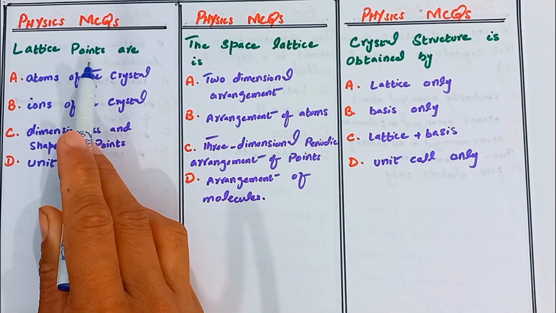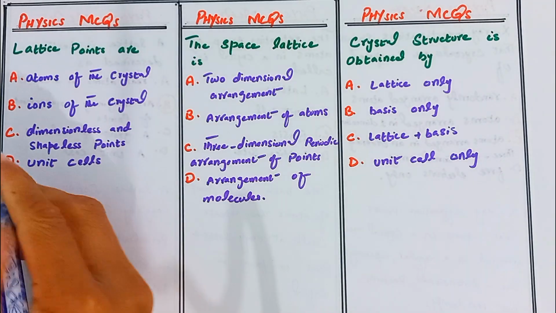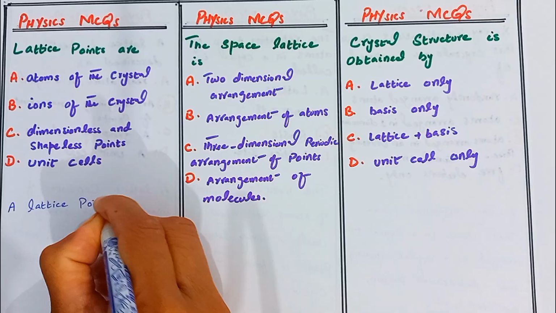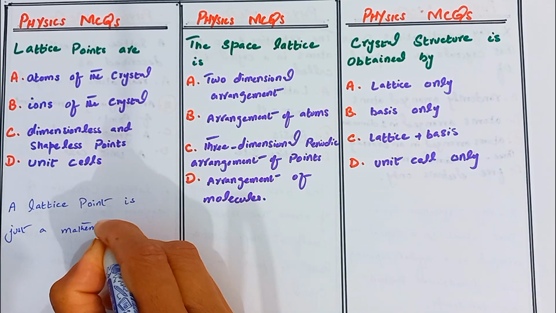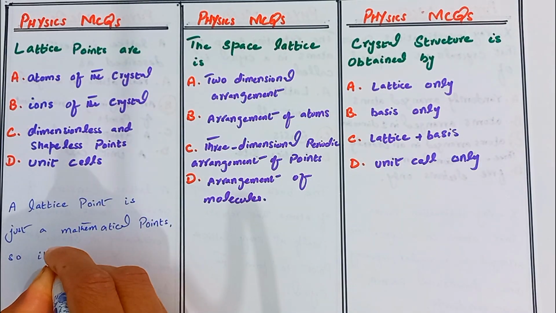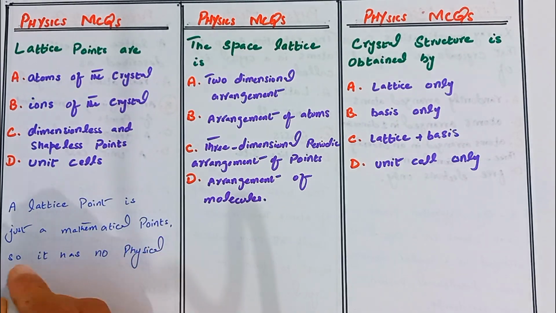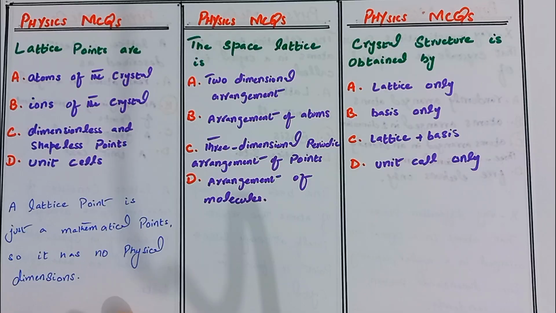Now we discuss the fourth numerical that is related to the classification of the solid. First MCQ: the lattice point is an atom of the crystal, an ion of the crystal, a dimensionless and shapeless point, or a unit cell. We know that a lattice point is just a mathematical point, so it has no physical dimensions because it's shapeless and dimensionless. Lattice point is just a mathematical point. So the correct option is option C, that is the dimensionless and shapeless point.